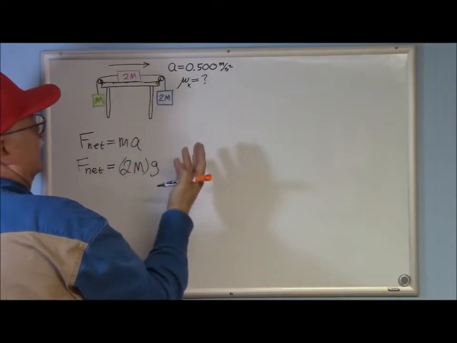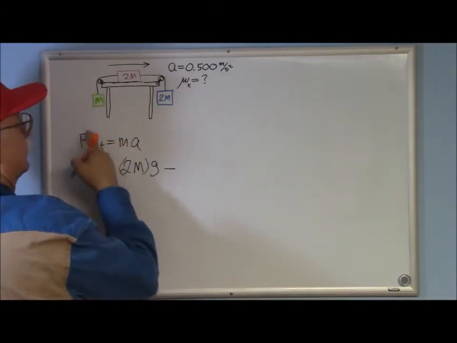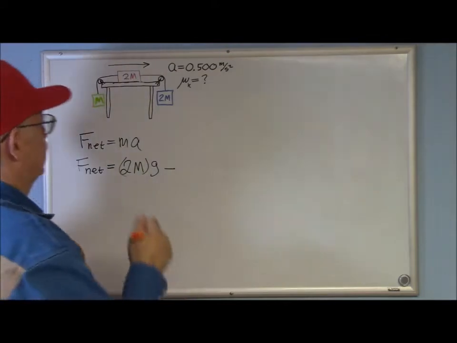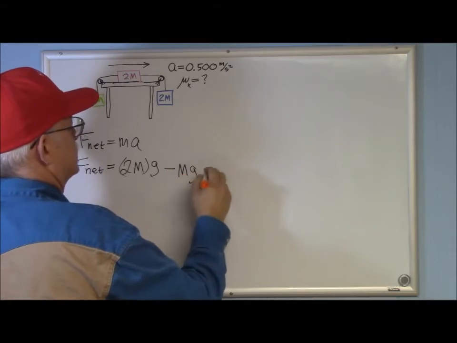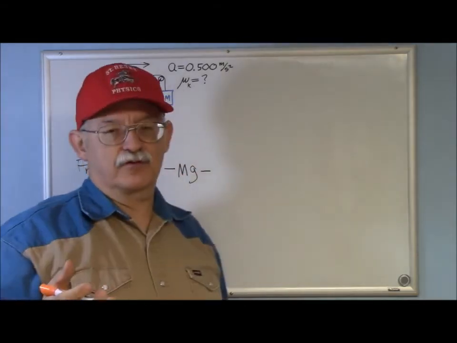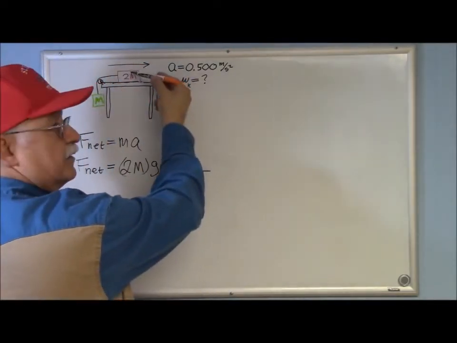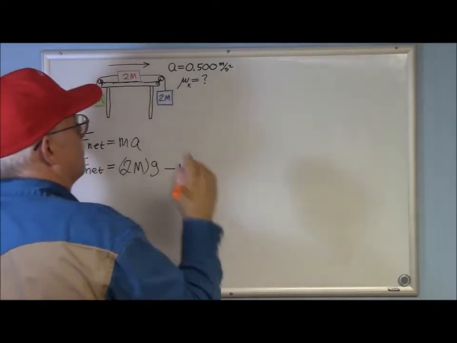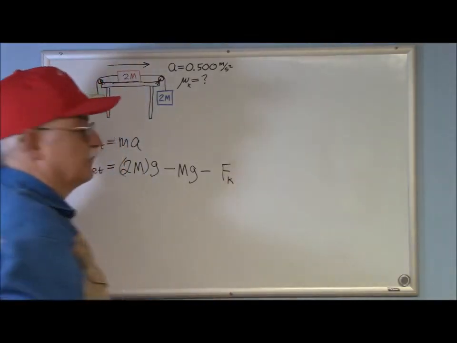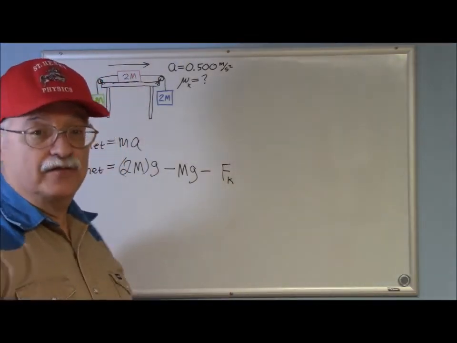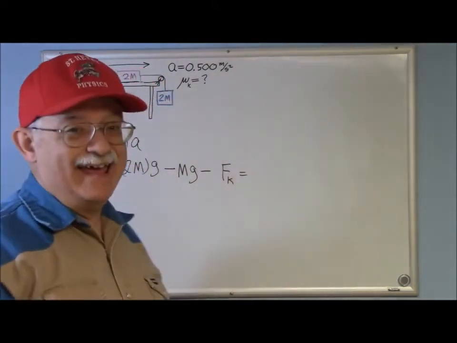Now what's resisting the acceleration? Well, clearly this hanging mass here of mass capital M is resisting the acceleration, so we'll put a minus sign there. Capital M times g. And there's another force resisting the acceleration, and that is kinetic friction between this box and the tabletop. So minus, I'll just call it friction kinetic. Those are the three forces acting on this system of masses. And we know that's going to equal ma.